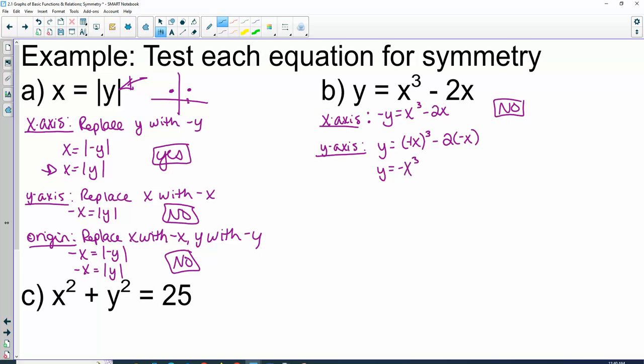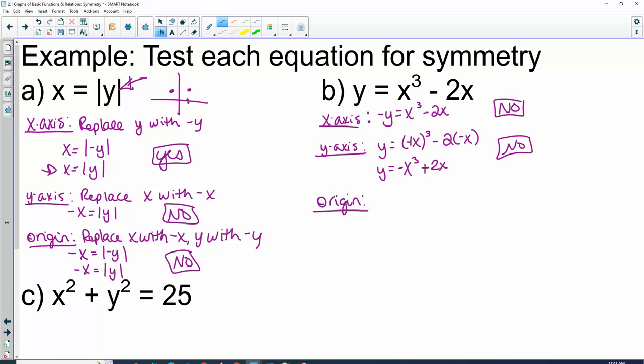So we have a negative x cubed. If you have a negative to an odd power, it's still negative. Okay, then negative 2 times negative x is positive 2x. Is that what I started with? No. So is this symmetric to the y-axis? No. Okay, origin.